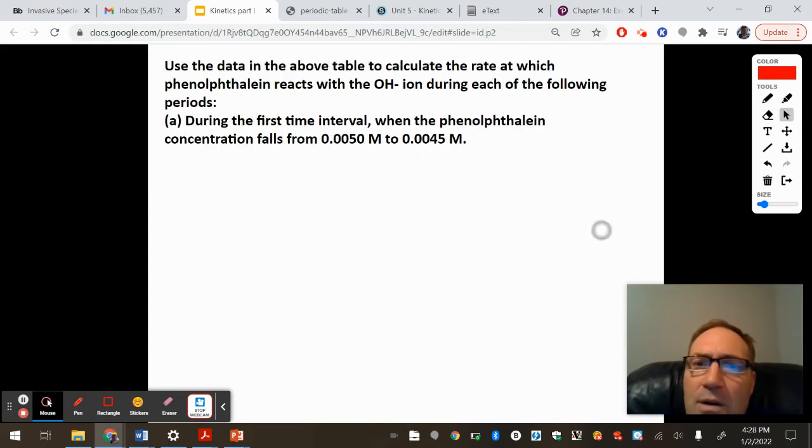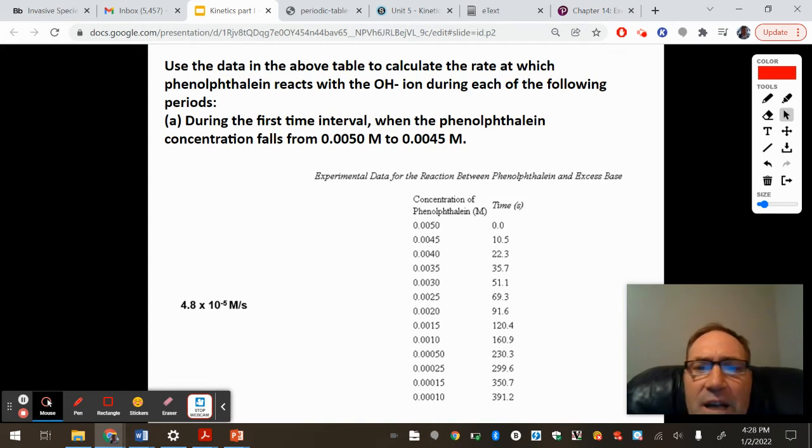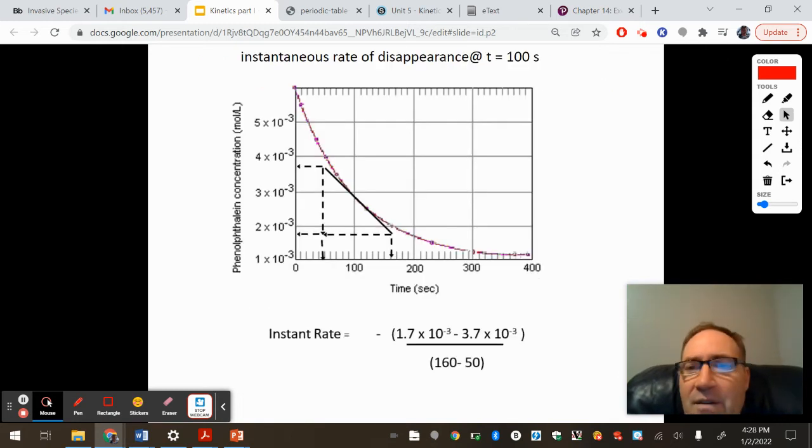Okay, so this is just an example. This is the actual answer if I were to do the average rate between these two. Notice the units are molarity per second because it's the change in molarity over the change in time. I already showed you that in the previous one, but that would be the answer to it. So what is the average rate? That would be 0.05 minus 0.045 over the time difference. And that's what you get.